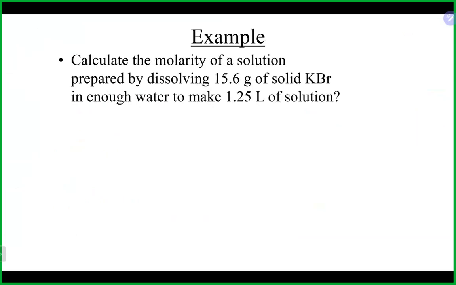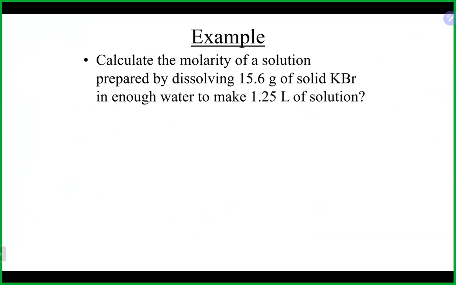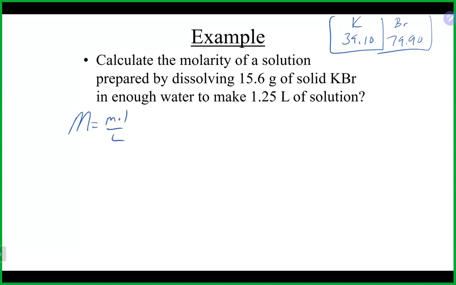All right, so why don't we try one here? Calculate the molarity of a solution that's prepared by dissolving 15.6 grams of KBr in enough water to make 1.25 liters. Potassium bromide, I believe. And look, we're looking for the molarity, which is moles per liter. So we want to think about, do we have any of this information? We are given 15.6 grams of KBr. That's obviously not moles, but we definitely could get to moles using the molar mass from the periodic table. So we could eventually get there.